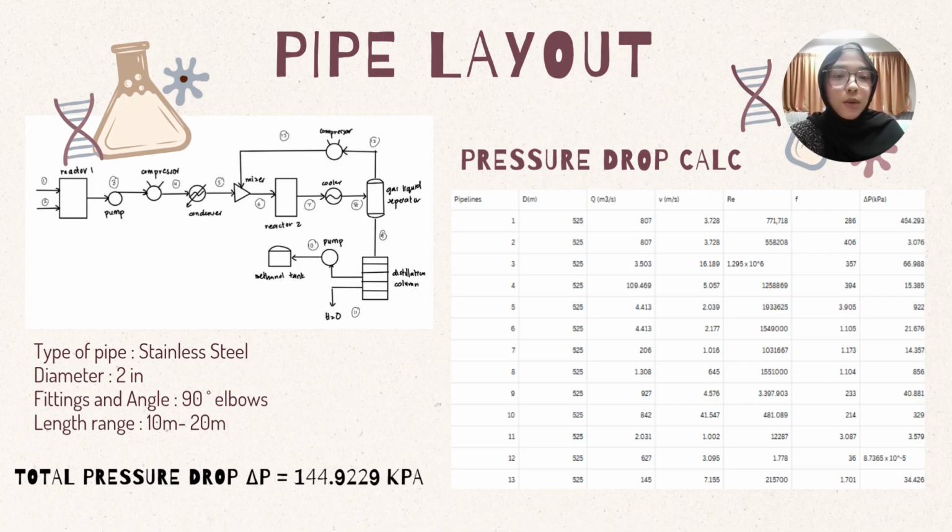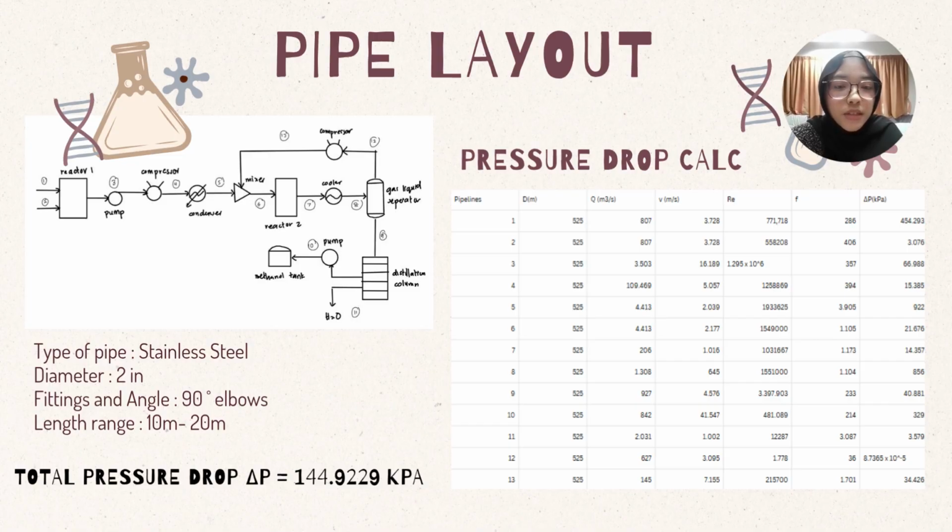I will explain our pipe layout and the pressure drop calculations. We select stainless steel as the pipe material because of its high corrosion resistance, durability, and suitability for both water and methanol processes. The pipe diameter we use is 2 inch, which is balanced for both flow capacity and pressure control. For fittings, we assume 90 degree elbows since they are commonly used in chemical plants. As for pipe length, we estimate a range between 10 to 20 meters, depending on each segment of the plant layout.